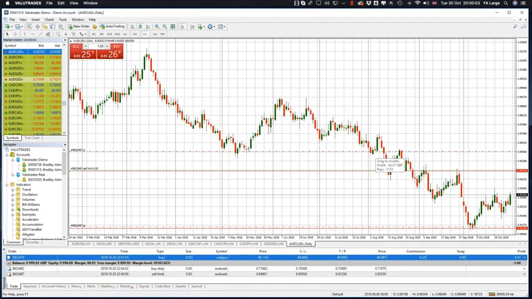So now we have three opportunities. One, we are in a trade on CAD yen, and we have two pending orders on Aussie dollar and Aussie CAD.